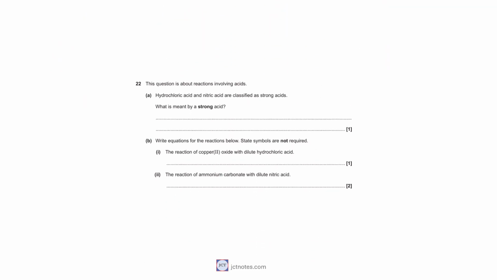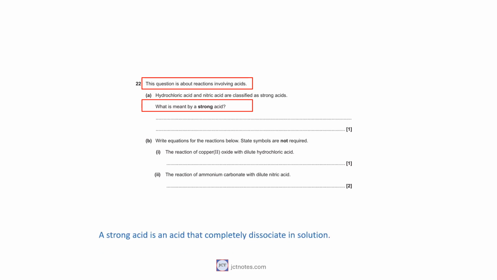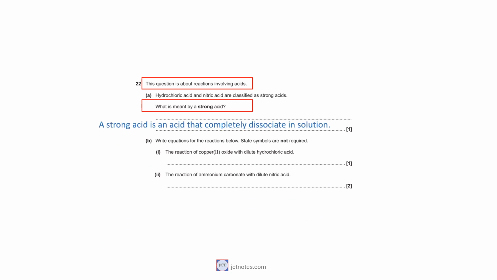Question 22 is about reactions involving acids. In Part A, we are asked what is meant by a strong acid. A strong acid is an acid that completely dissociates in solution.